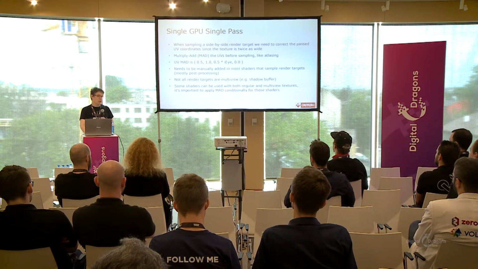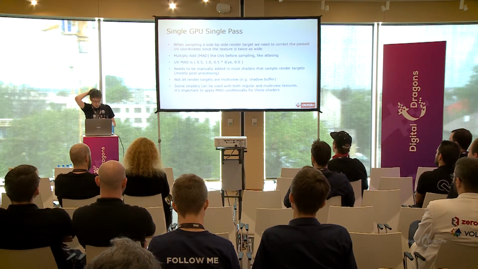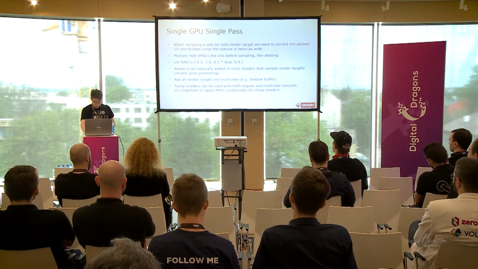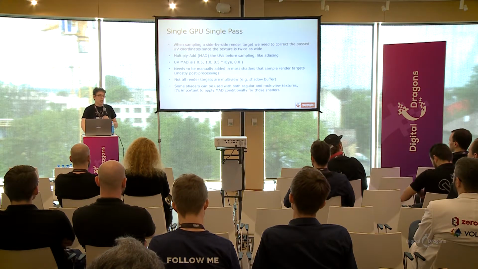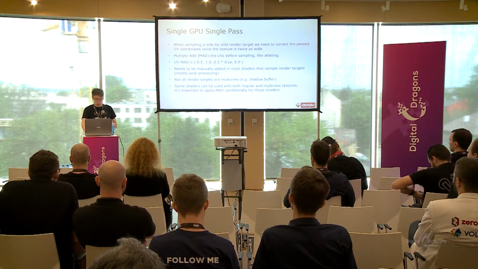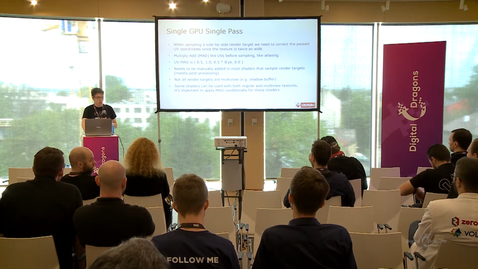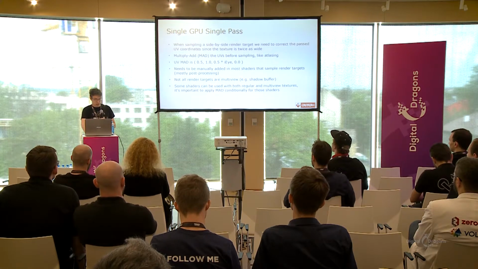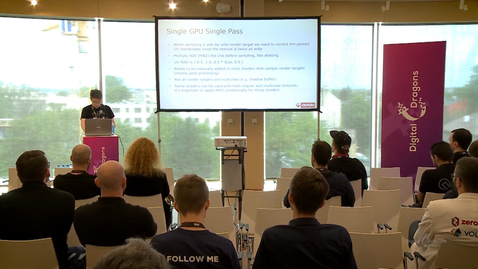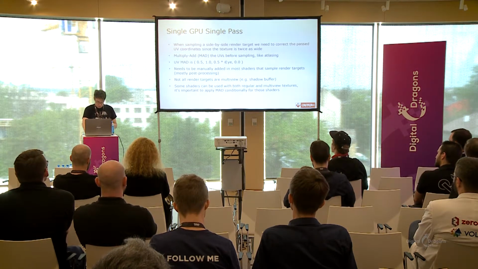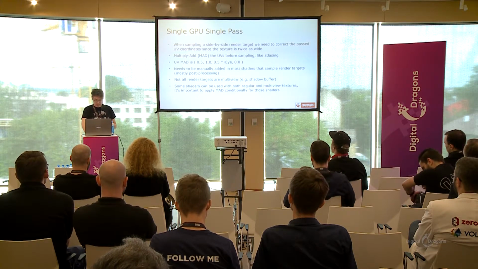Those were mostly various post-processing shaders, since they usually sample from render targets. What's also important to note is that not all render targets are multi-view. For example, the shadow buffer. And also some shaders can be used both to sample from regular textures and from multi-view render targets. And in those cases, it's important to apply the offset conditionally.